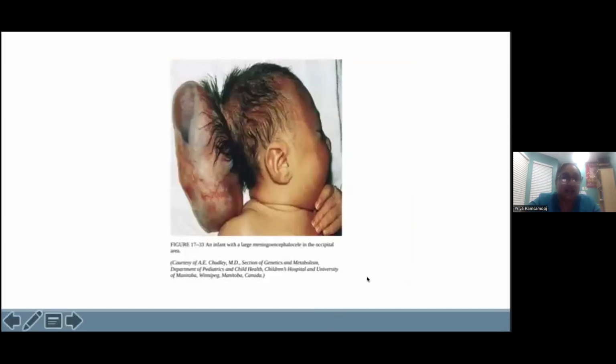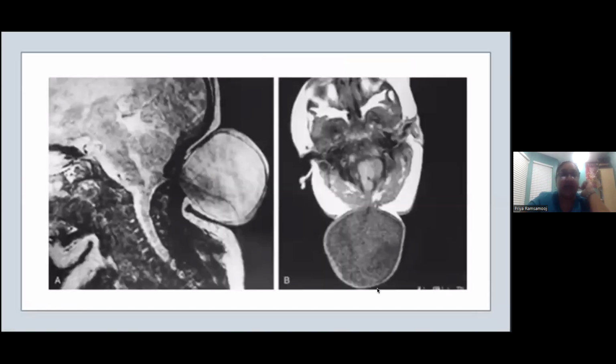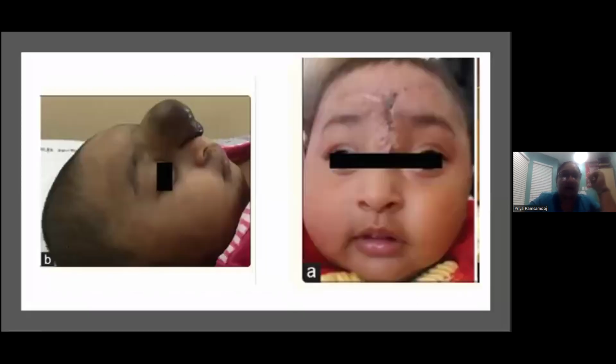And this is an example of an infant with a large meningoencephalocele in the occipital area. And remember, I would have said that the occipital ones are the most common. This is an MRI of a 1-day-old infant showing a meningocele. And we can see here that this is CSF on the sagittal MRI. This is what it would look like. This is an example of the anterior ones, which would be the frontonasal encephalocele that we're seeing in the picture on the left. And this baby actually had surgery to remove a frontonasal encephalocele. And we could see the same infant 3 months after surgery.